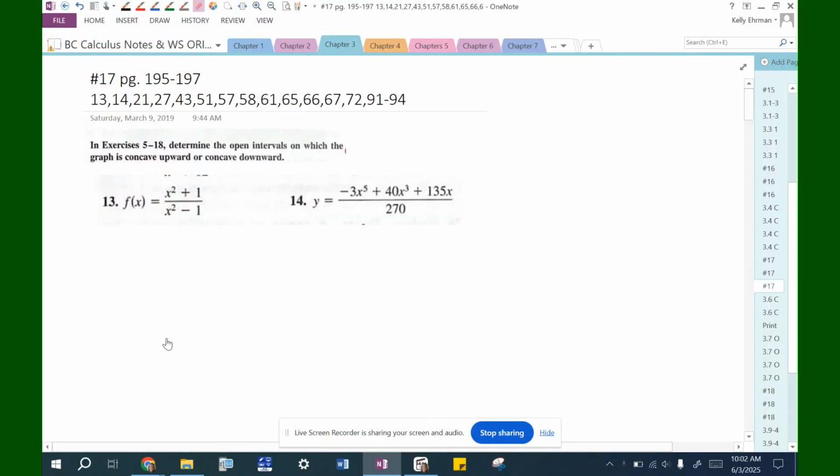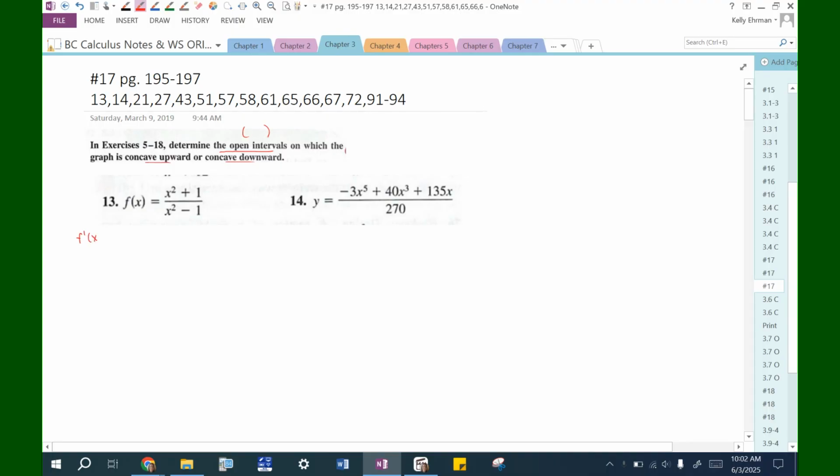All right, we're doing assignment number 17, starting with problem number 13. It says, determine the open intervals, that just means parentheses only, on which the graph is concave upward or concave downward. So the possible inflection points are where the second derivative is equal to 0 or undefined. So you can either use quotient rule or product rule here. I'm going to use quotient rule.